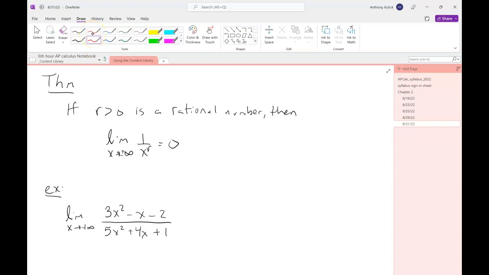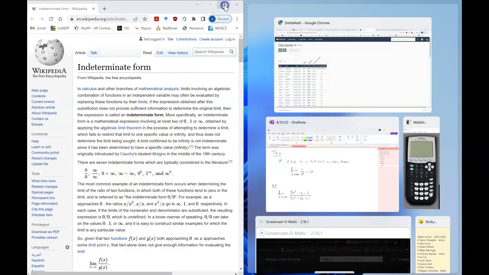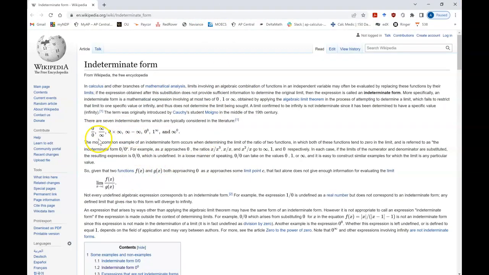So let's take a look at this limit here, and I'll show you how this theorem can come in handy for us. If I try direct substitution, obviously that's a problem already because I have an infinity in there, right? But even if I did, I'd end up with infinity over infinity, which is one of these indeterminate forms. That's super bad news. There's actually 6 of these indeterminate forms. So there's 0 over 0, infinity over infinity, 0 times infinity, infinity minus infinity, 0 to the 0, 1 to the infinity, and infinity to the 0.